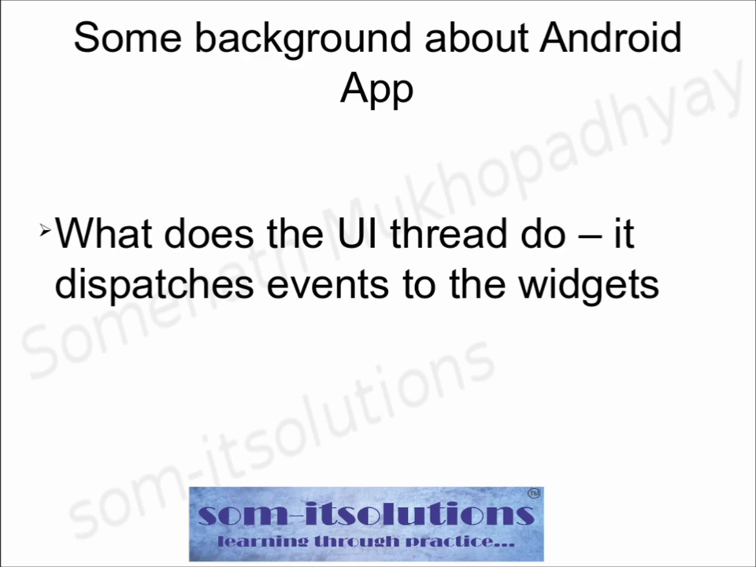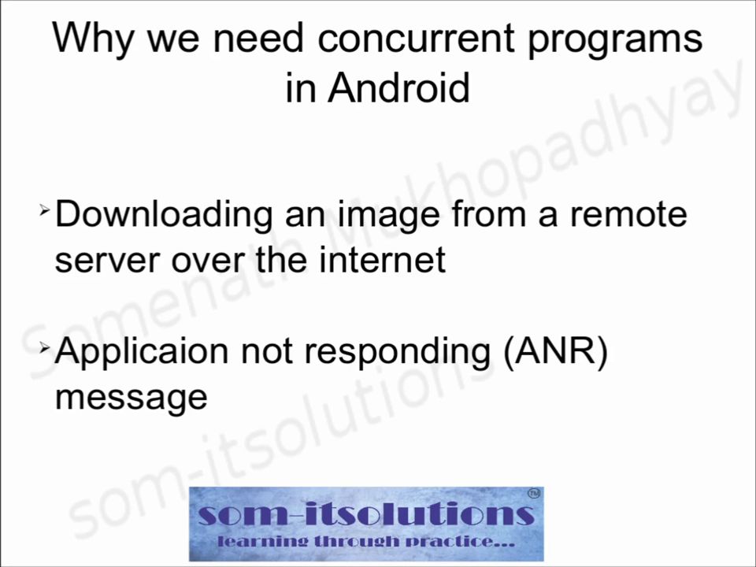For instance, when the user touches a button on the screen, your app's UI thread dispatches the touch event to the widget, which in turn sets its pressed state and posts an invalidate request to the event queue. The UI thread dispatches the request and notifies the widget that it should draw itself.